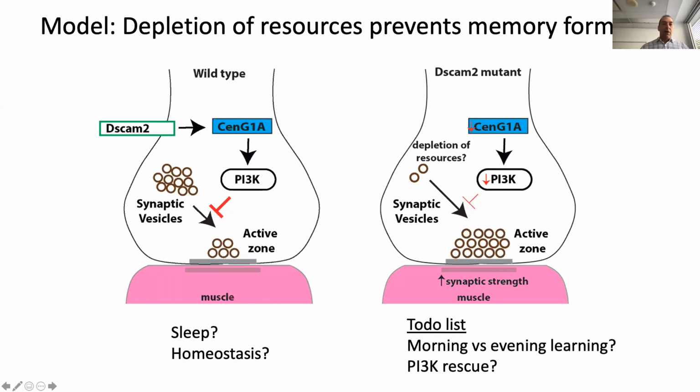And the things that are on our immediate to-do list are, if this model is correct and it's really just that they're running out of resources during the day, then we might expect that they would learn better in the morning than they do in the evening. So that's an easy experiment to do to test whether this simple model is correct or not. And then we've also started a series of rescue experiments, one of them using PI3 kinase to see if we can rescue these memory defects by increasing the levels of PI3 kinase in neurons.